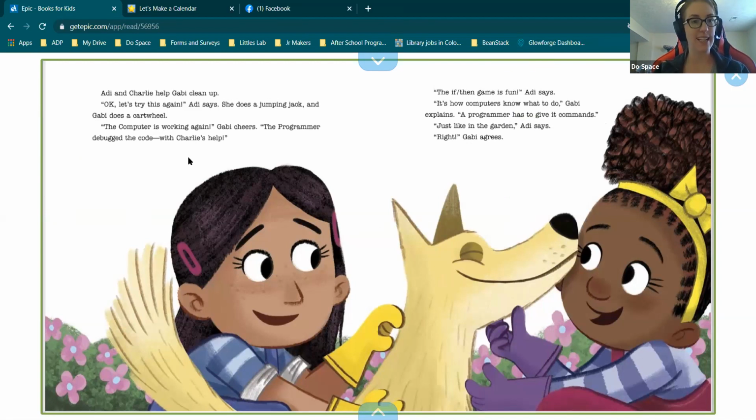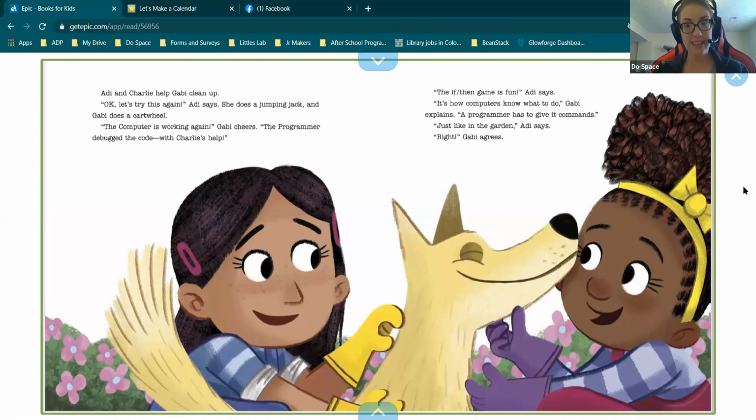Okay, let's try it again, Addie says. She does a jumping jack, and Gabby does a cartwheel. The computer is working again. Gabby cheers. The programmer debugged the code with Charlie's help. So debugging the code means that they fixed it. They fixed their mistake. The if-then game was fun, Addie says. Now that's how computers know what to do, Gabby explains. A programmer just has to give it a command or special instructions.